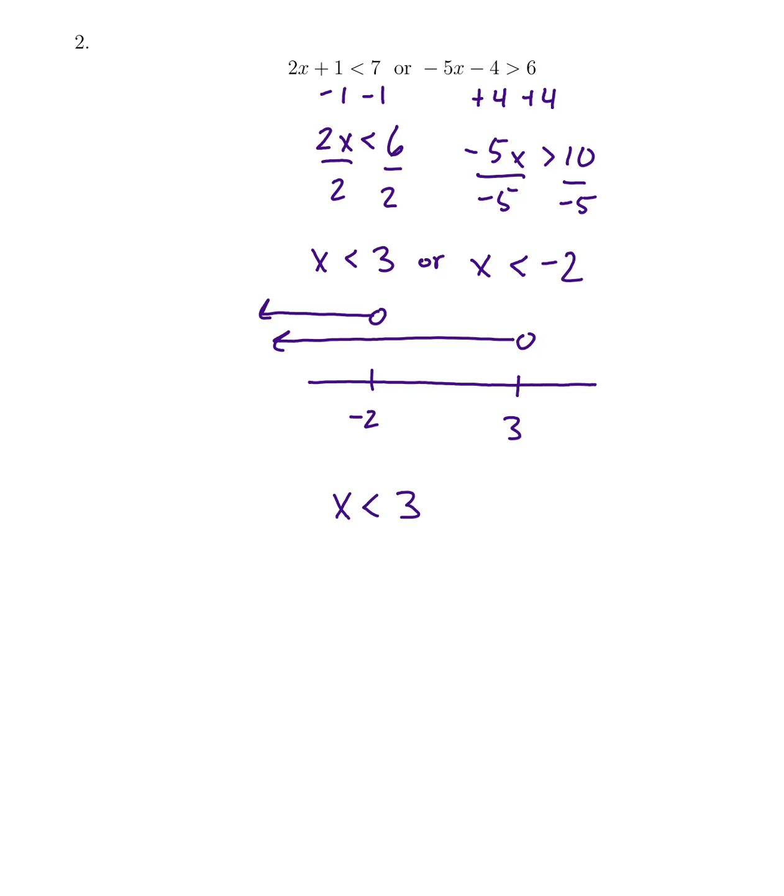Remember, even though there would be an open circle around negative 2, negative 2 is still a solution because it's less than 3 and it only has to satisfy one inequality. So we get a slightly different looking answer here due to the fact that these both ended up pointing the same way. So in this case, our solution is negative infinity to 3.